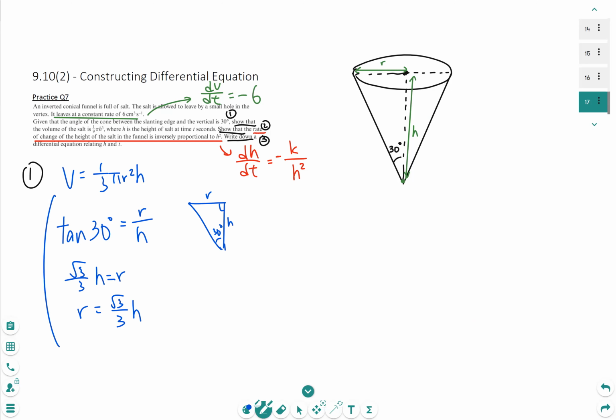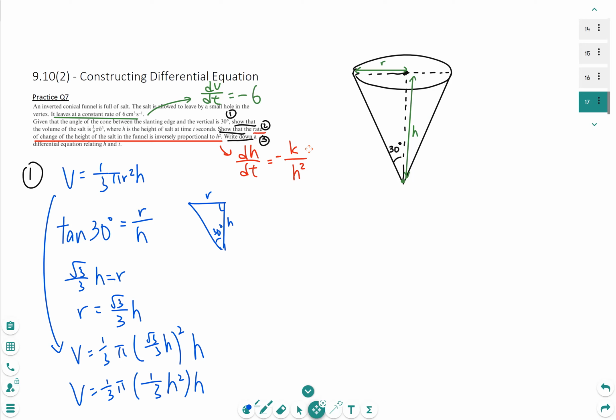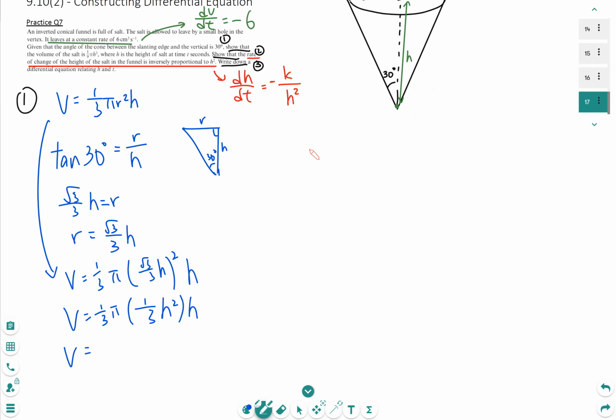So therefore, V equals 1/3 pi r squared times height. The volume equals 1/3 pi. Let's square the √3/3. If you're unsure what to do, just plug in the calculator, √3/3, the whole thing squared, and I get 1/3 times 1/3 h squared times h. So simplify the algebra, and 1/3 times 1/3 is 1/9 pi h squared times h, h cubed, and that's what the question needs.